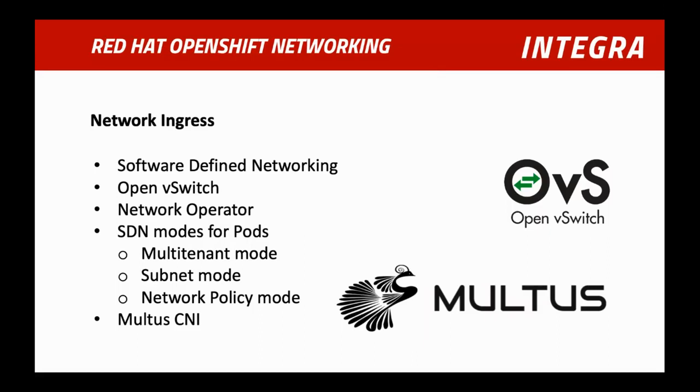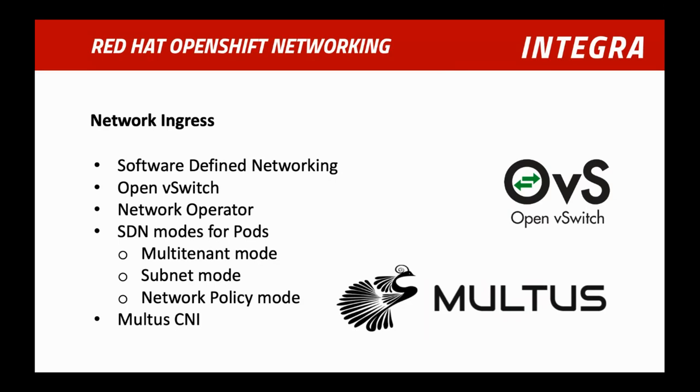There are basically 3 software-defined networking modes that are available to a project. We have the multi-tenant mode, which basically isolates projects and namespaces from each other. In this mode, a pod in one project will not be able to communicate with a different project. Next, we have subnet mode. In subnet mode, we have a flat network, which means that all pods will be able to communicate with all the other pods in a different project.